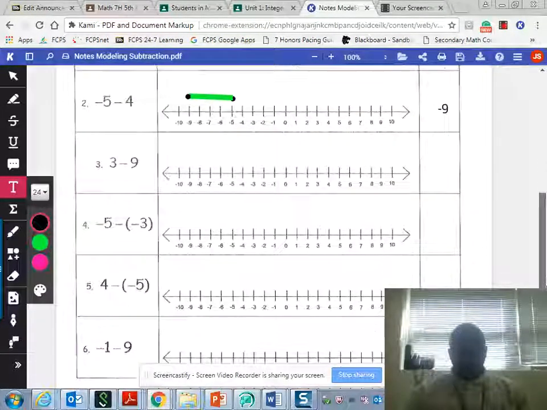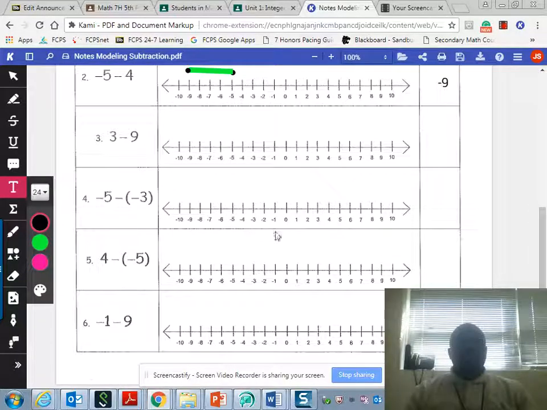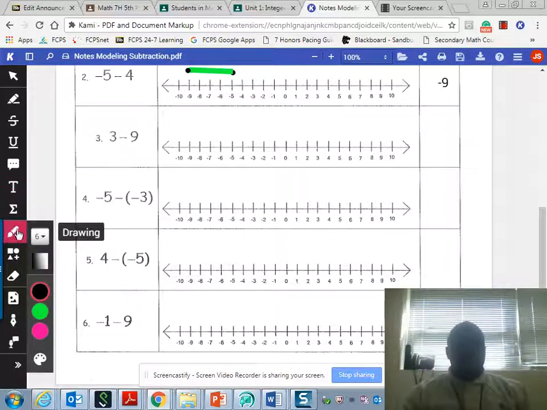Now the next one we're going to do together is 3 minus 9. We still do the exact same thing. We're going to go to 3, which is located right here. Now they want us to subtract 9. Remember, when we are subtracting, we are moving to the left. So we're going to count 9 spaces to the left.